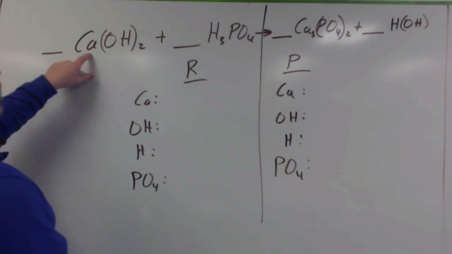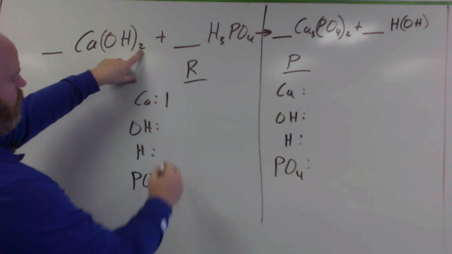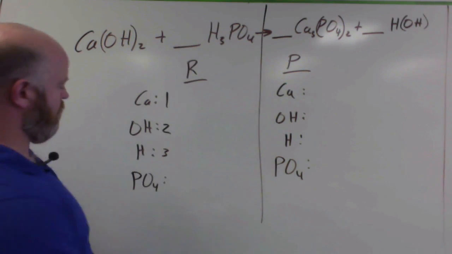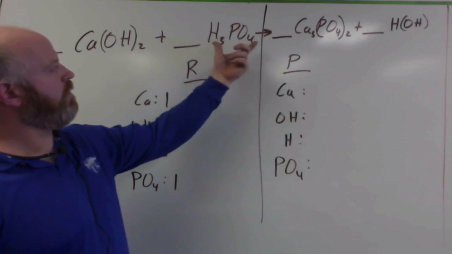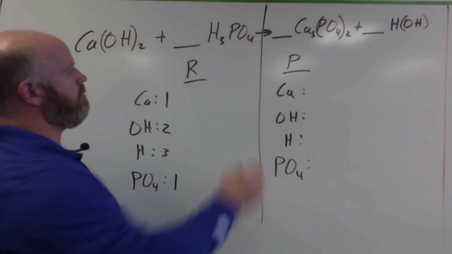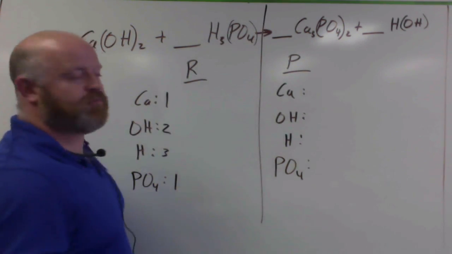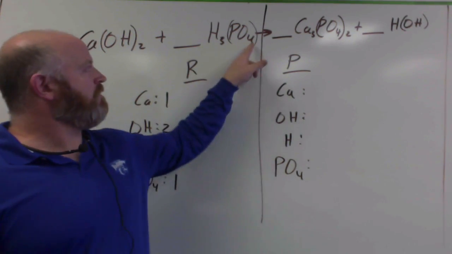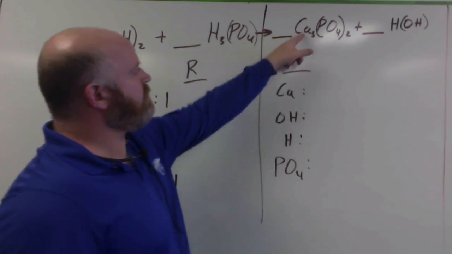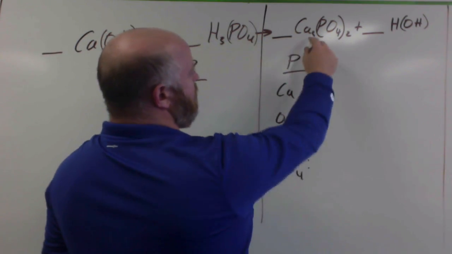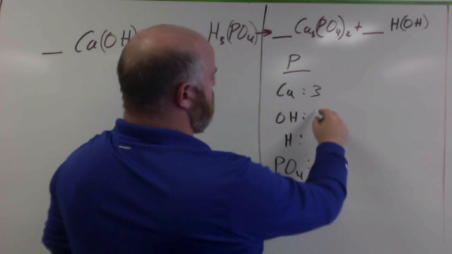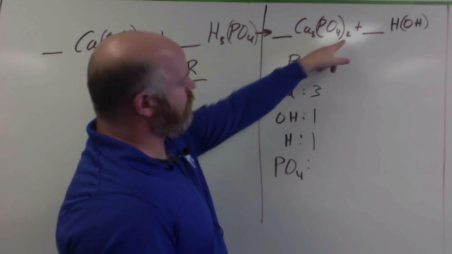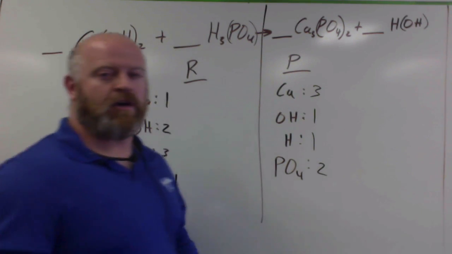Let's see what we start with. I start with 1 calcium, 2 hydroxides, 3 hydrogens, and 1 phosphate. Remember, the PO4 acts as one group. Here's a good time to maybe put some of those parentheses in that you don't need to help remind you that this is actually 1 PO4, not 4 of them. Okay. On the calcium side, I now have 3. Sorry, on the product side, I have 3. I have 1 hydroxide, 1 hydrogen, and 2 phosphates on this side.